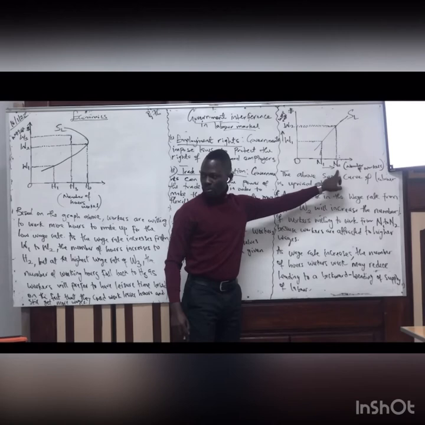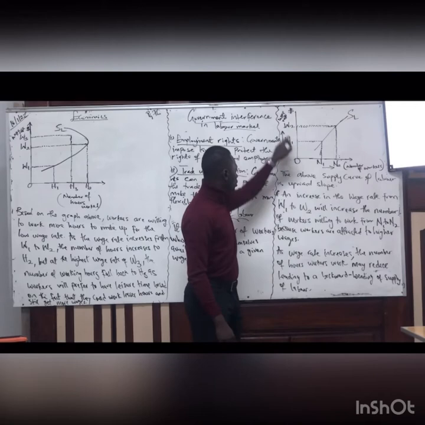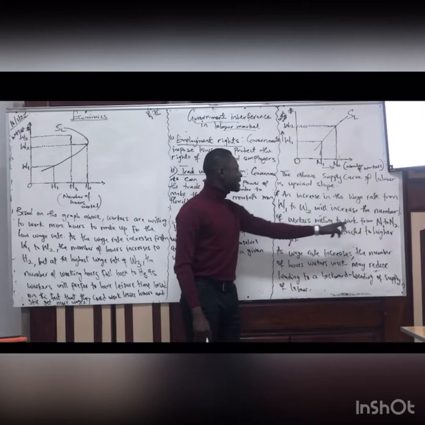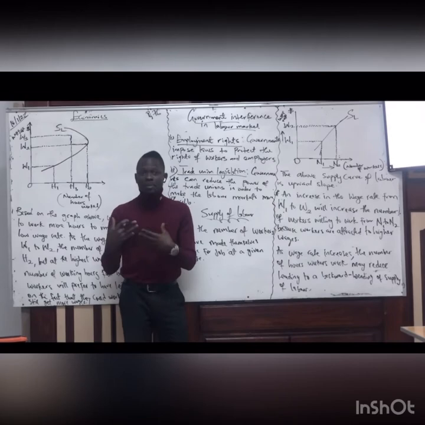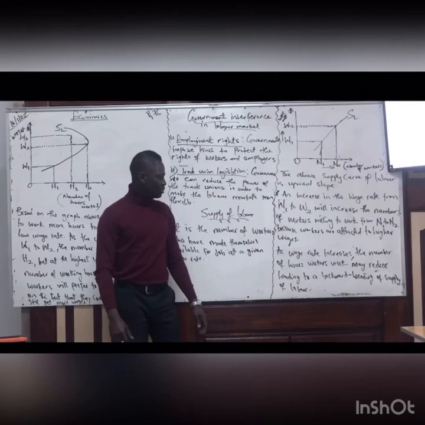That's why we said the supply curve is what? Upward. Is it clear? So the supply curve of labor is upward sloping. An increase in the wage rate from W1 to W2 increases the number of workers willing to work from N1 to N2 because workers are attracted to higher wages. It is when the wage is high that people want to work. So workers are always attracted to high wages. That's why the number of workers will expand or extend from N1 to N2. Is it clear?